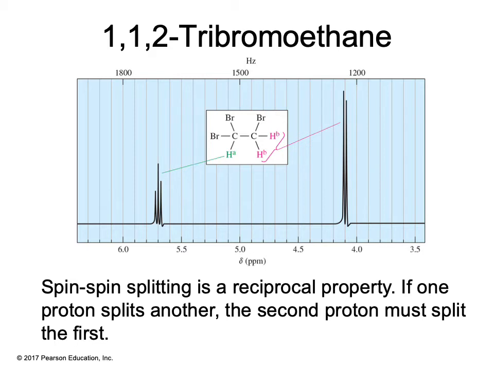If we then look at HA, its nearest neighbors are HB, right? So go one carbon away. We see the carbon that has HBs on it. There are 2 HBs, so our N for HA is equal to 2. If we do 2 plus 1, we get 3. So HA's signal is split into 3 peaks, as shown on the left, indicated by green. And that we call a triplet.